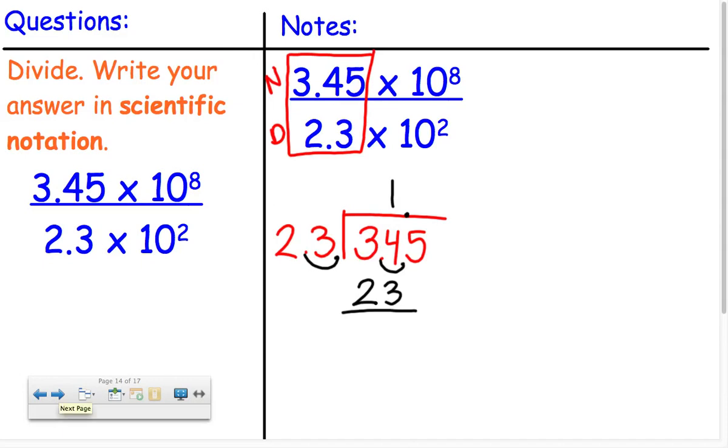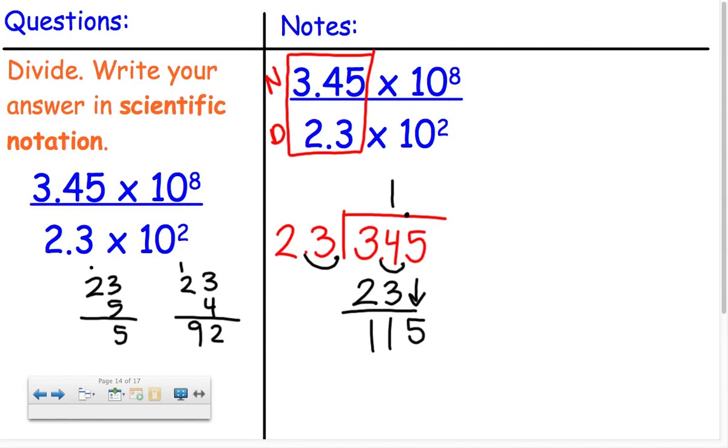34 minus 23 is 11. Carry down the 5. Then I've got to figure out how many times can 23 go into 115. Well, I'm not sure. I'm going to take a guess and say 4. We'll see if we're right. Nope, it's not 4. 92 is too small. Let's try 5. Yep, there we go, 115. So it can go in 5 times. 23 times 5 is 115, so I end up with 0.